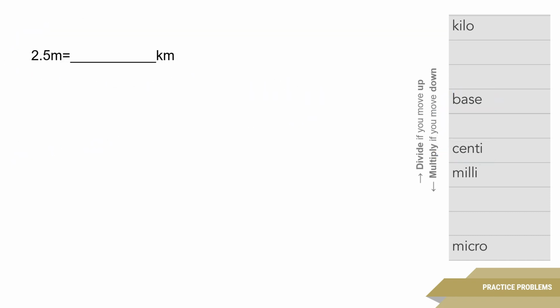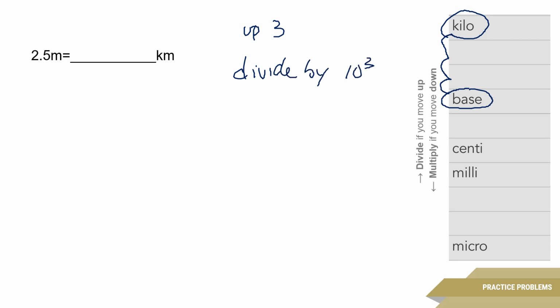Alright, let's take it up another notch with this one. So we have 2.5 meters, and we're going to go to kilometers. Now meters, again, this is a base unit. I'm going up to kilo. 1, 2, 3. So we're going up 3. And this chart says divide if you move up, so we're going to divide by 10 to the third. And it's no different than the previous ones. Even though I have a decimal here, it's still going to work the same way, especially if you're using a calculator. We're going to take 2.5 and divide it by 10 to the third.